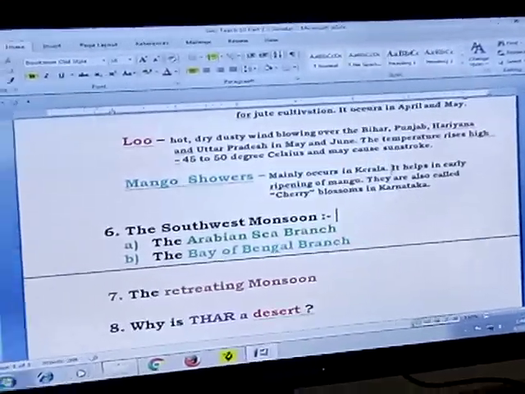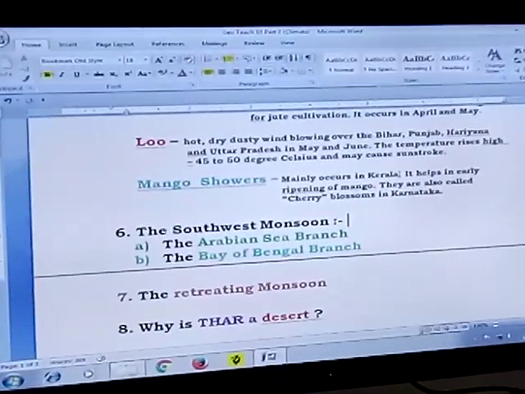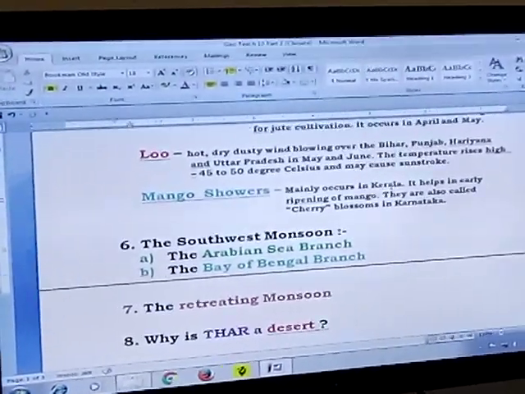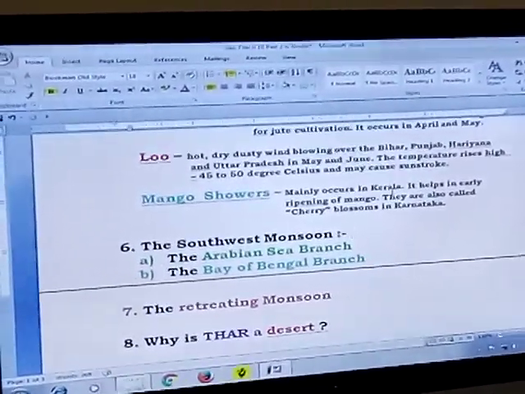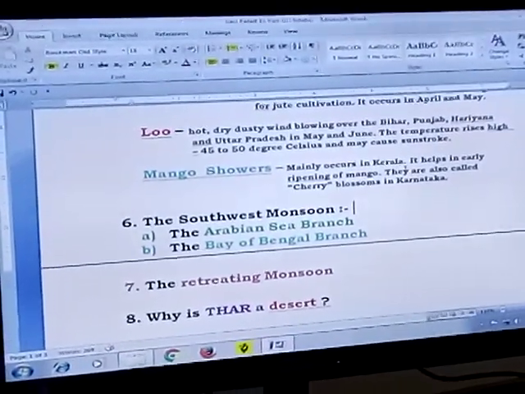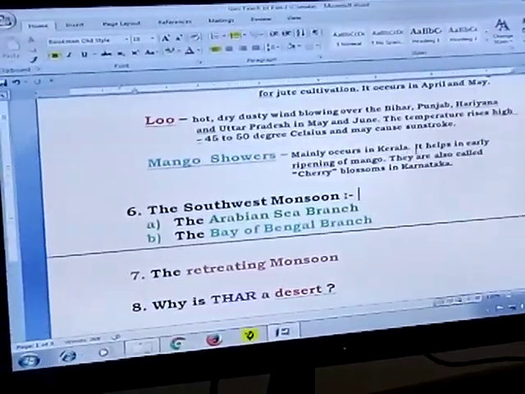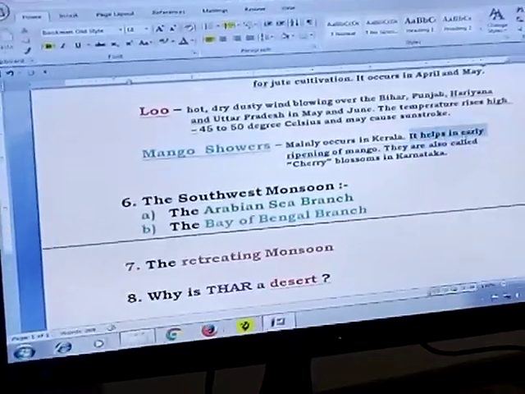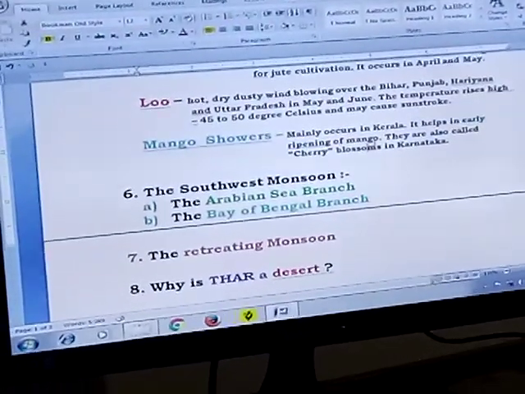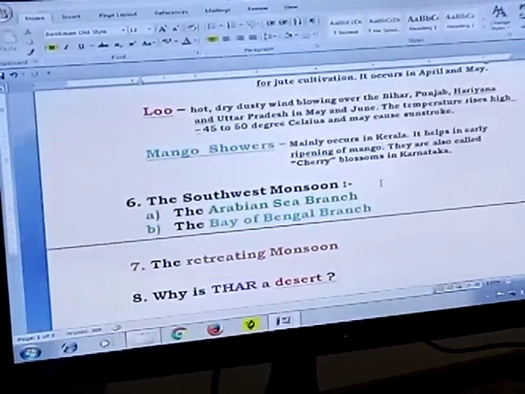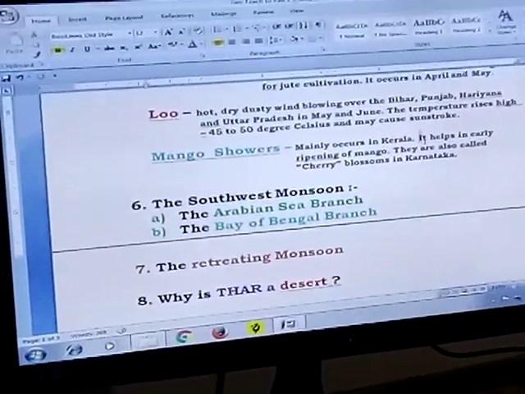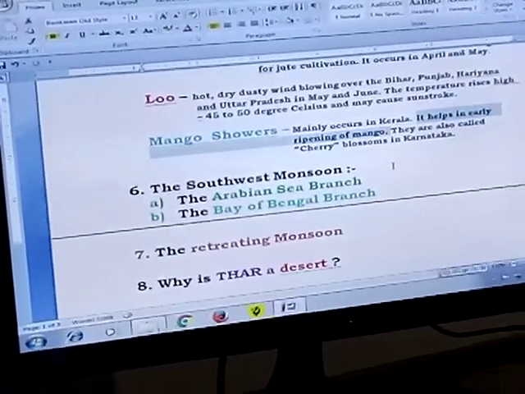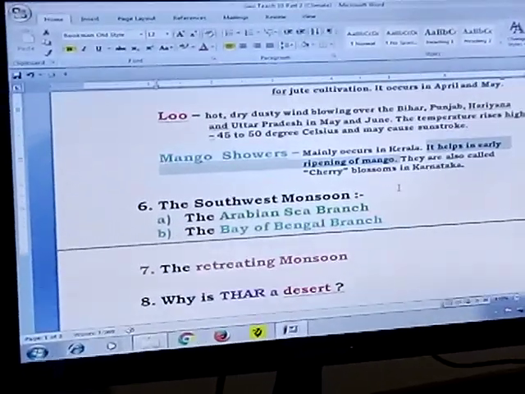It is because it is an untimely rainfall. Obviously it is before monsoon. Untimely rainfall, you can call it, to a certain extent, pre-monsoon. It helps in early ripening of mango. That's the thing. It helps in early ripening of mango. That is called the mango shower.